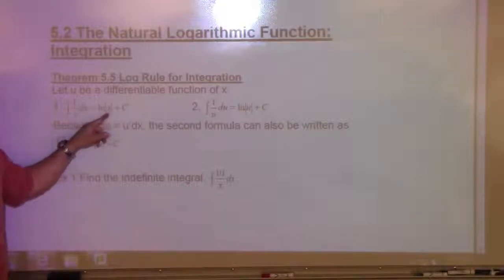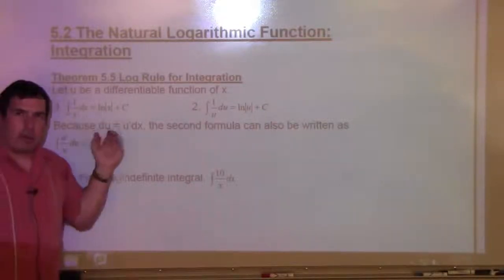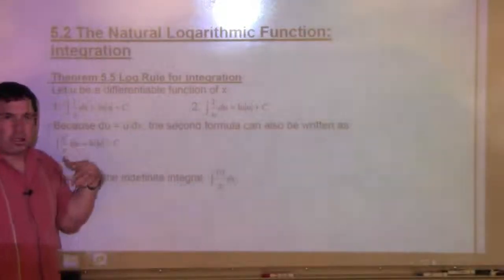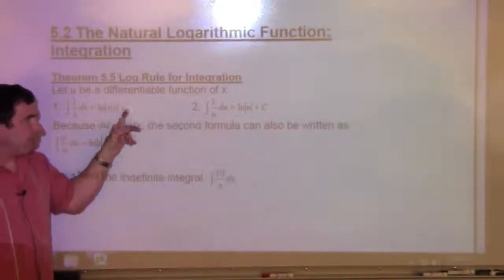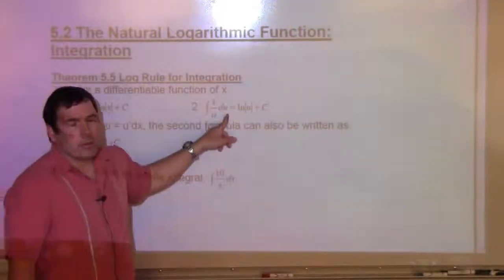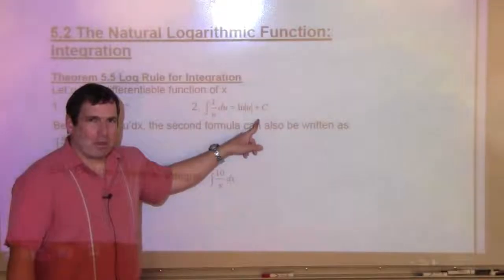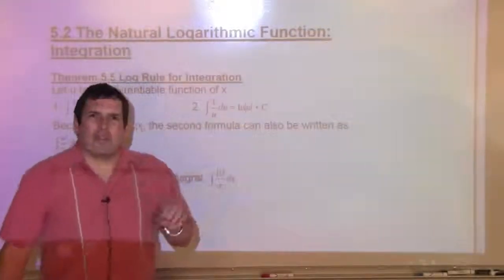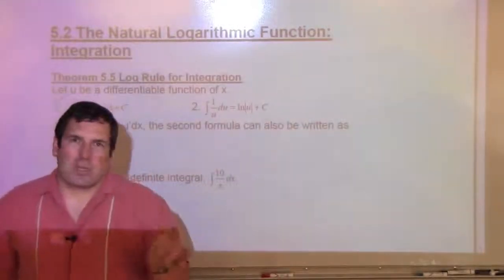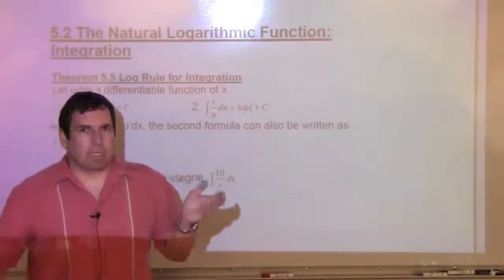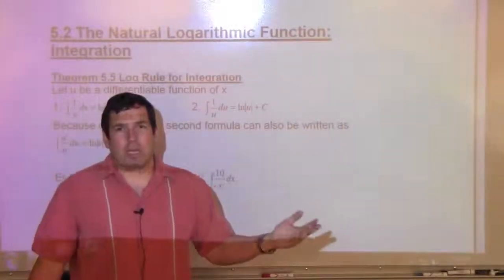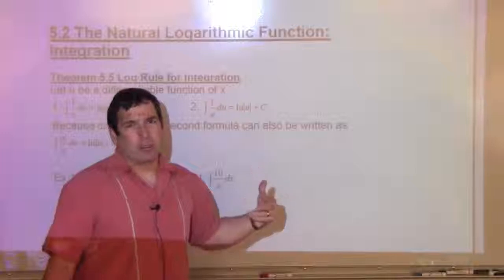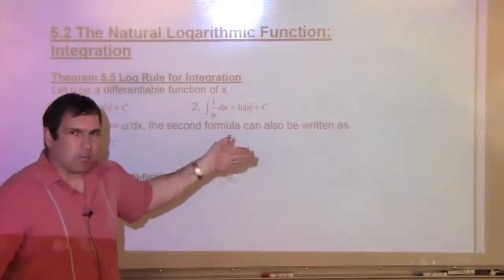That's because the domain of the natural log is only positive values, not 0 or anything negative. Plus c, of course. The integral of 1 over u du is the natural log of the absolute value of u plus c. If your function inside, say u equals x squared plus 1, is always positive, you don't have to worry about the absolute value bars. We tend to put them on just to be careful, just to be safe.